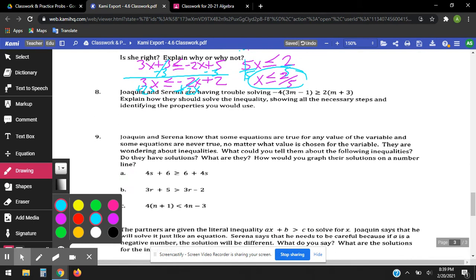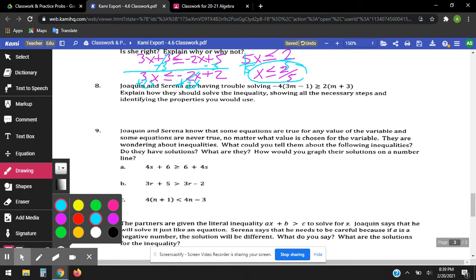All right, 8. They are having trouble solving negative 4 parentheses 3m minus 1 parentheses is greater than or equal to 2 parentheses m plus 3. Explain how they should solve the inequality, showing all the necessary steps and identifying the properties you would use. Okay, lots of steps on that one. So let's start with negative 4 parentheses 3m minus 1 greater than or equal to 2 parentheses m plus 3. Couple of things we could do. Let's just go ahead and distribute everything to get rid of these parentheses.